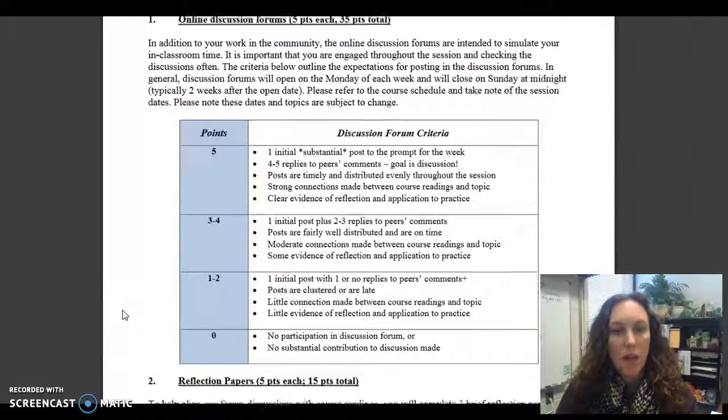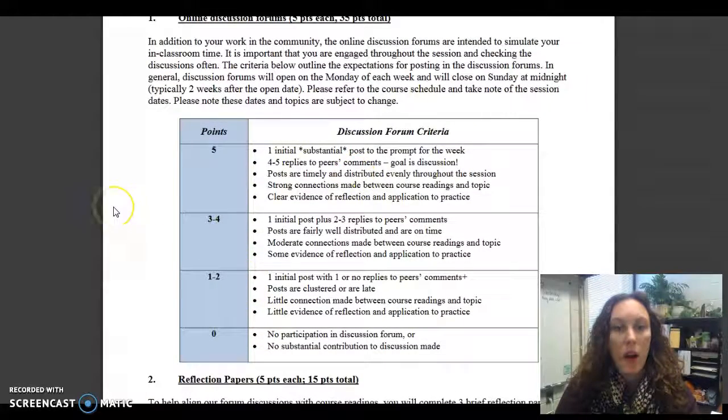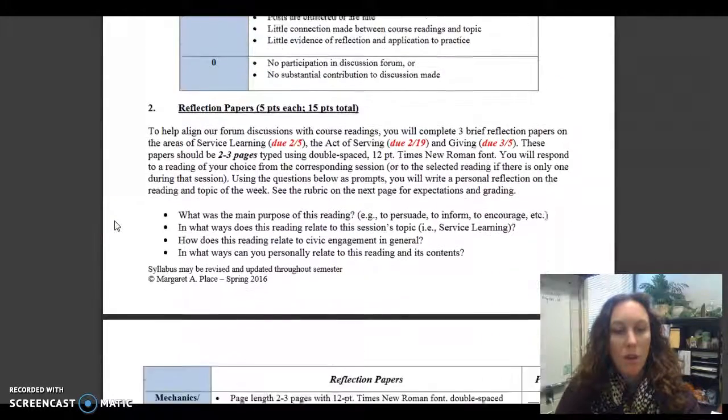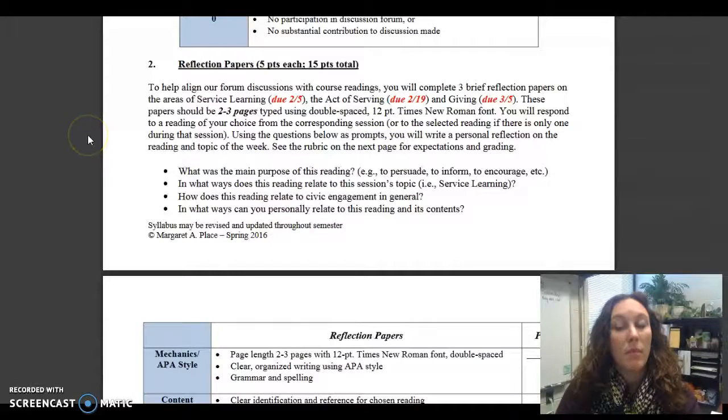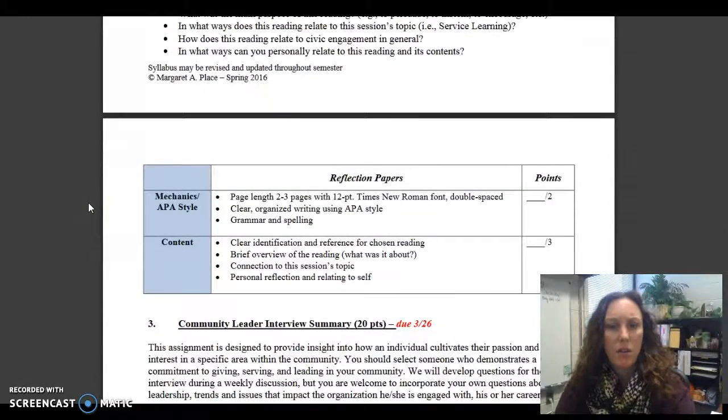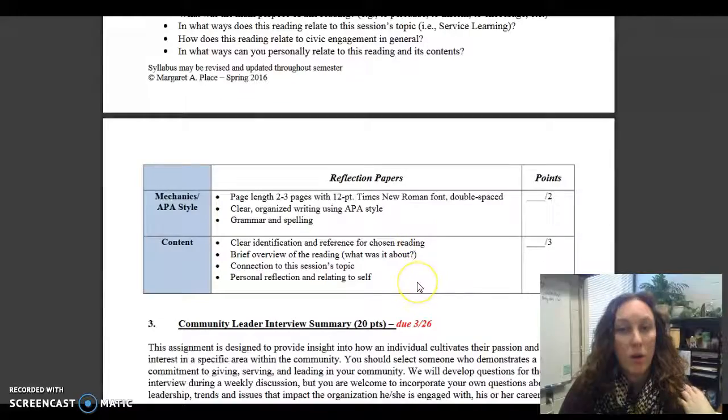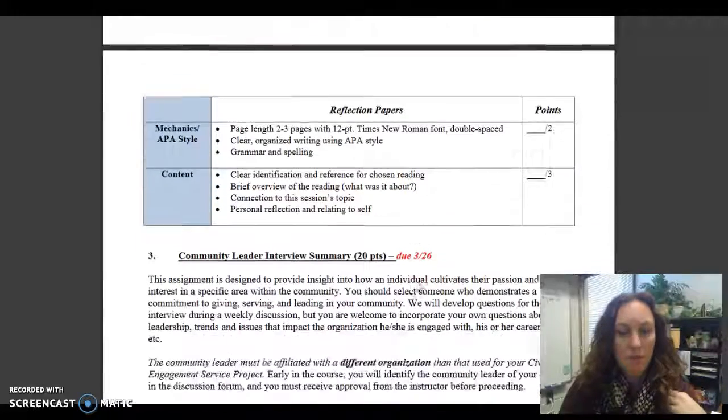Please review the criteria here for how you earn your points for the discussion forums. The first reflection paper is due, I'm very sorry, on Super Bowl Sunday, so maybe get a jump on that. And then they are in 2-week increments beyond that. I'll go over the reflection papers in more detail in my instruction throughout the semester. Here is also an indication of where those points are coming from and what I'm looking for.